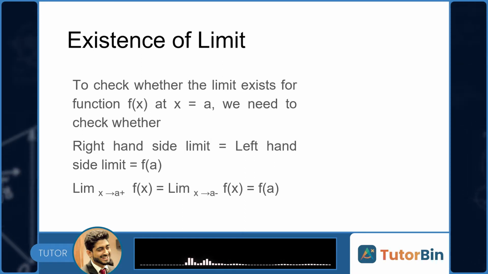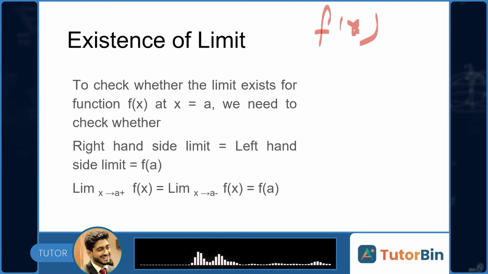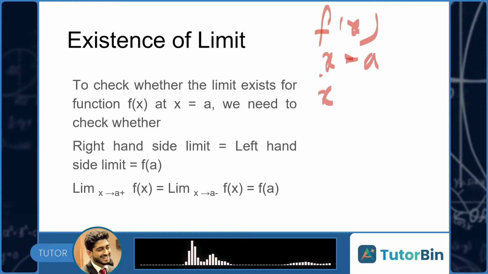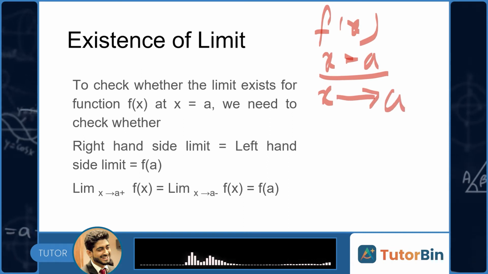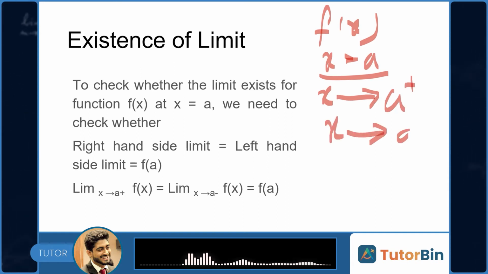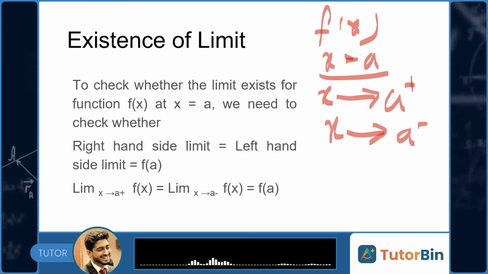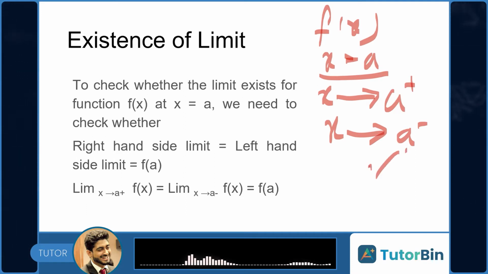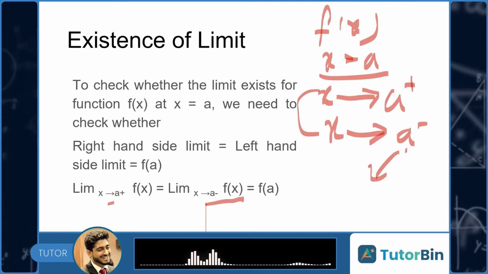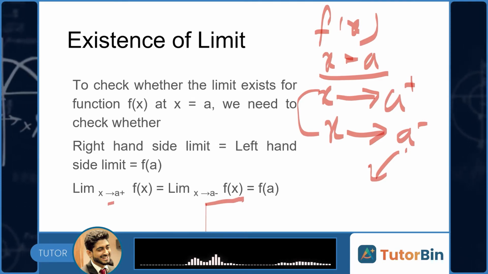So what are those left hand limit and right hand limit? As we defined a function f(x), suppose this function is not defined at x equals a, but it is defined in the vicinity of this point, like x tends to a plus or x tends to a minus. What does it mean? A plus means simply we are putting values of x just greater than a, and a minus means we're putting values just below a. So if the values of the function at these two points, x tends to a plus or x tends to a minus, are the same, then we will say the limit exists.